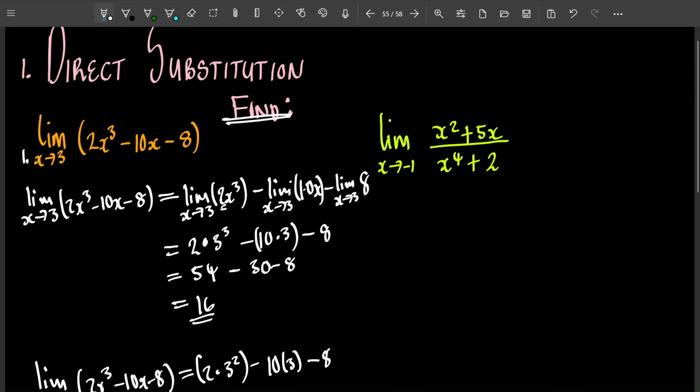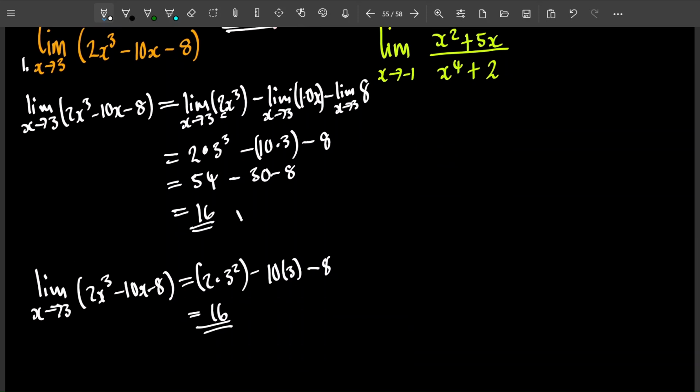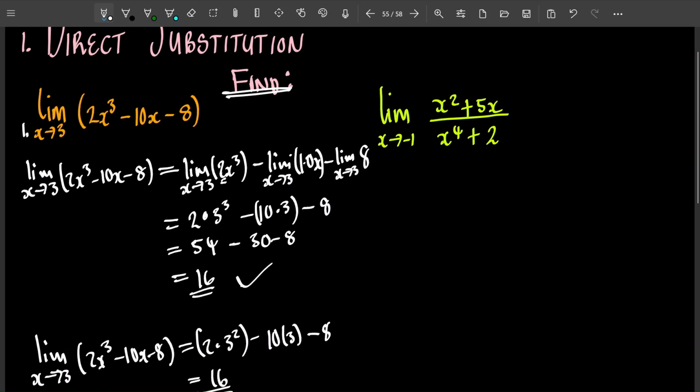Okay, now let's go to that second one. I would recommend you use this first one related to your lecture slides. Let's see this one: the limit as x approaches negative 1 of x squared plus 5x over x to the power 4 plus 2. So here, all we're going to do is try and feed negative 1 into our rational function and see if the denominator is going to give us 0.